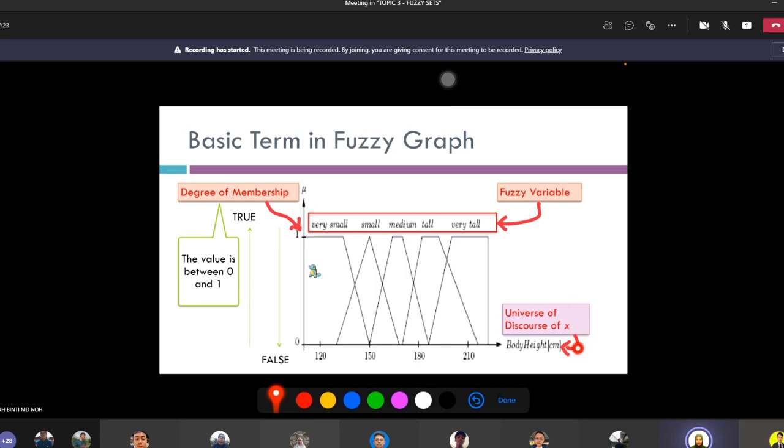Alright, and then we have here universe of discourse. X. Maksudnya X ni adalah elemen yang akan ada dalam this universe of discourse. So the element will be on this line. The element X can be here or here or here. So element tu nanti akan ada dia punya degree of membership into each of the set. Okay.